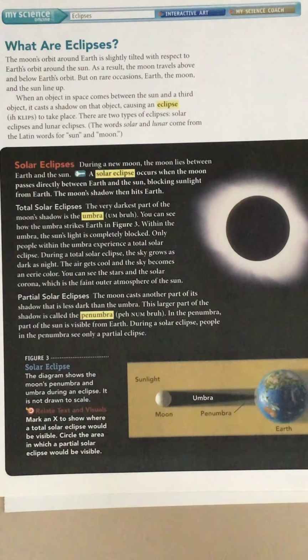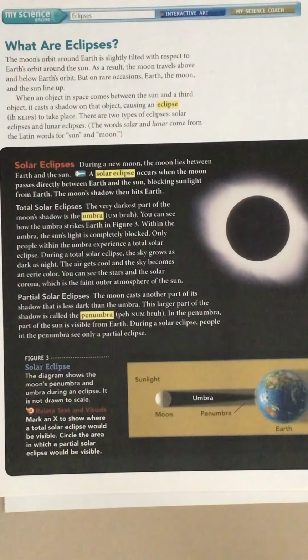So this one talks about solar eclipses. During a new moon, the moon lies between Earth and the sun. A solar eclipse occurs when the moon passes directly between Earth and the sun, blocking sunlight from Earth. The moon's shadow then hits the Earth.